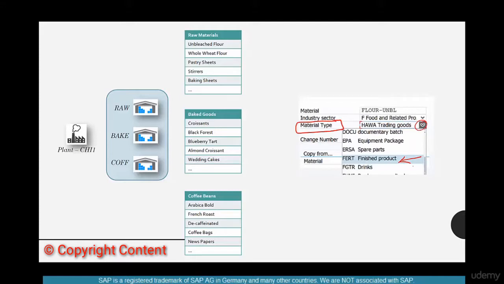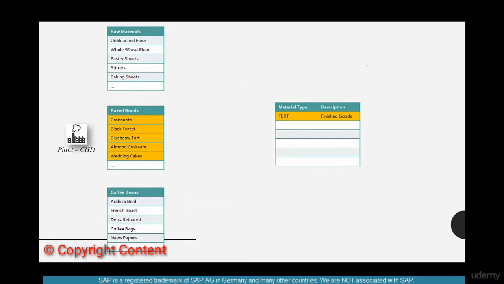Well, the most popular one is FERT, F-E-R-T, which stands for finished goods. So what do you use it for? Anything that's a finished good, as opposed to raw materials or trading goods. We'll see some examples. Croissants, Black Forest, Blackberry tart. These are all examples of goods that we might manufacture or we might procure. For example, almond croissant, say, is a specialty that we don't produce but we procure from somebody else. In which case, it's still a finished good because we sell it.